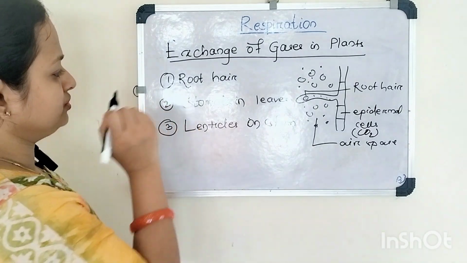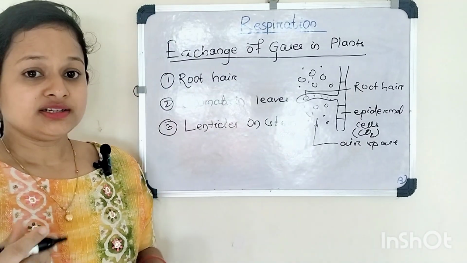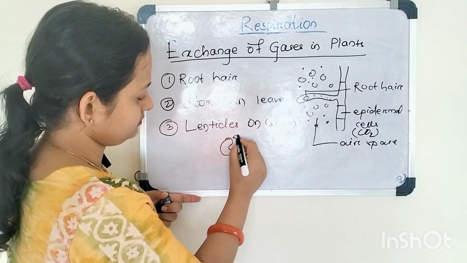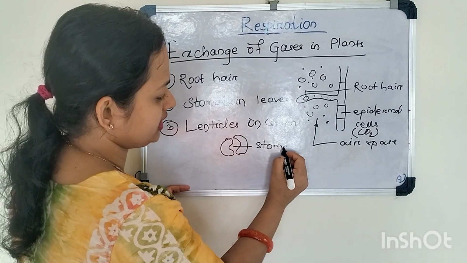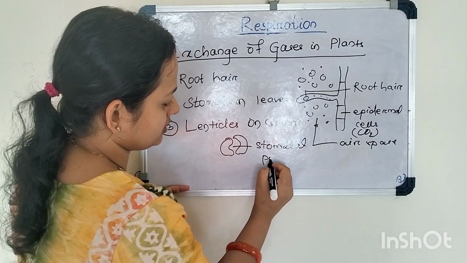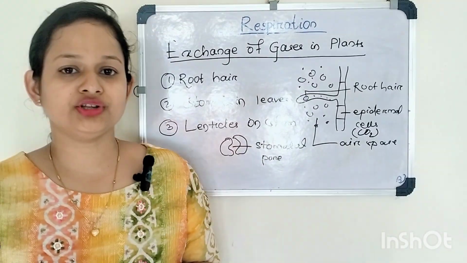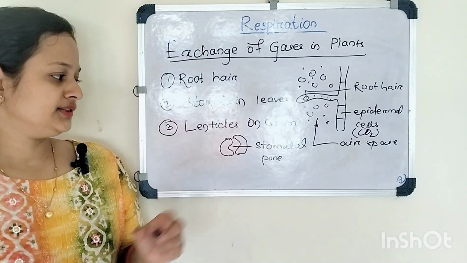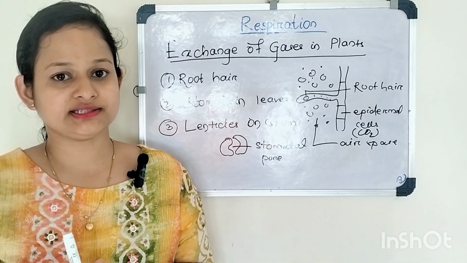Then coming to the stomata in leaves. As the stomata are present, there is a stomatal pore, which helps in the exchange of gases in leaves. And these stomata are guarded by two wing-shaped guard cells.